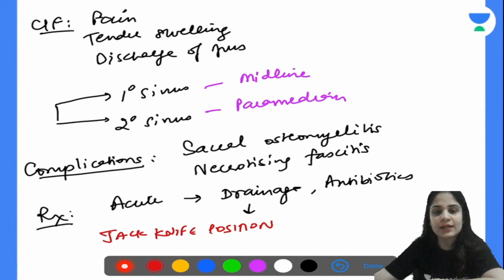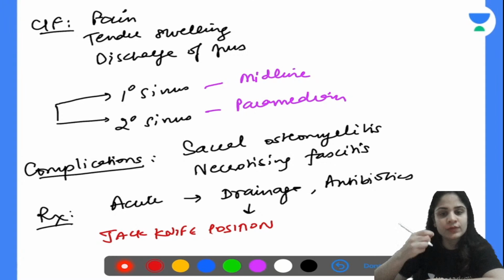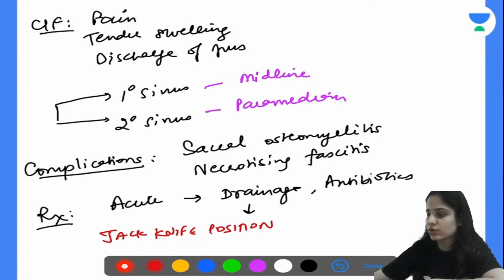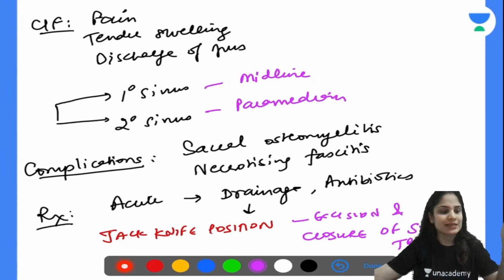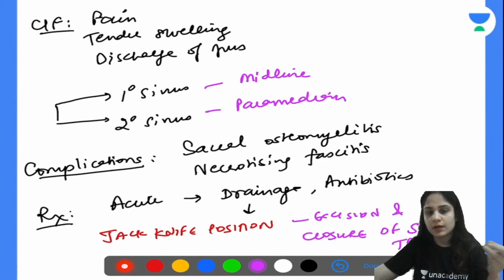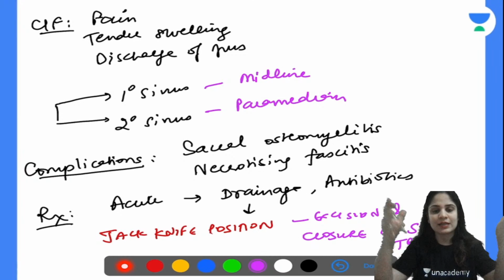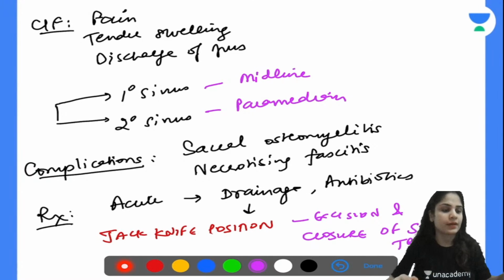So in the jackknife position, you will remove the sinus tract completely. So you will do excision and closure of the sinus tract. Remember, you have to completely remove the sinus tract. So you have to excise the entire sinus tract. You cannot just leave it just like that over there. Otherwise, the negative pressure that it creates can cause more and more hair to come inside. So it will become a recurrent disorder.